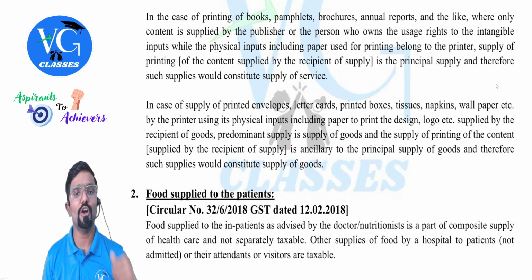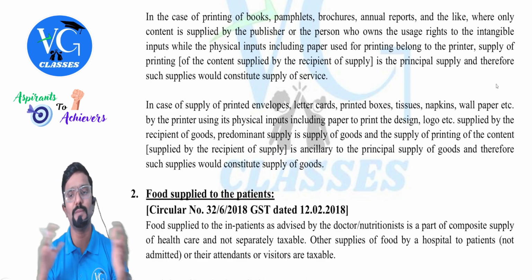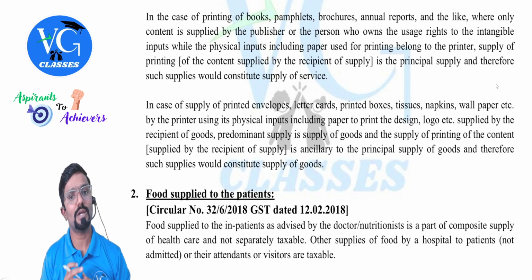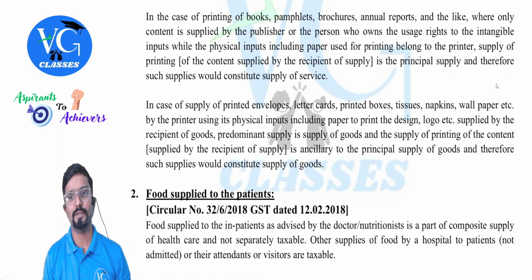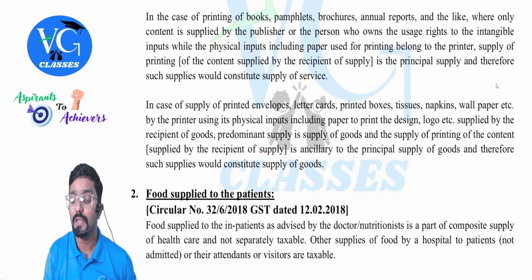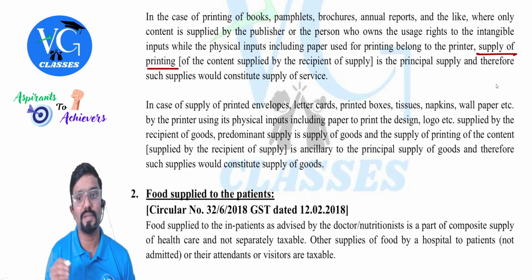In case of printing of books, pamphlets, brochures, annual reports, and the like, where only content is supplied by the publisher or the person who owns the usage right to the intangible inputs, while the physical inputs including paper used for printing belong to whom? The printer. Supply of printing of content supplied by the recipient of supply is the principal supply. Okay, that means what is the principal supply here? Supply of printing, which is a supply of service. Okay, that is the principal supply.